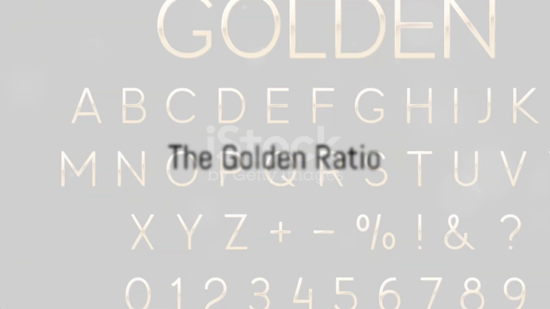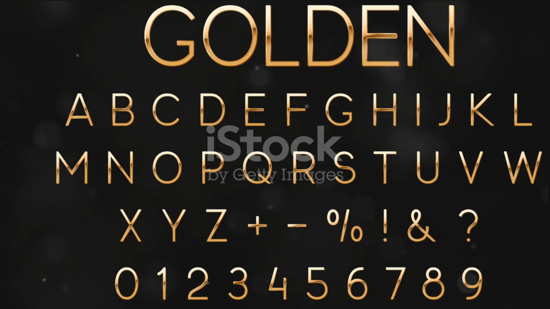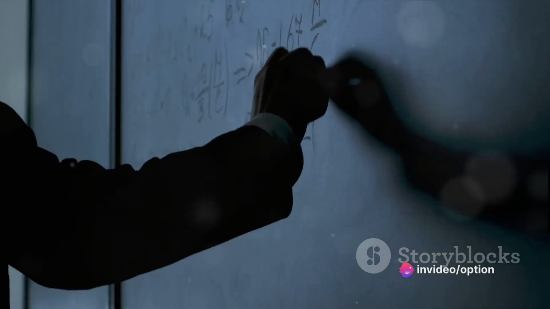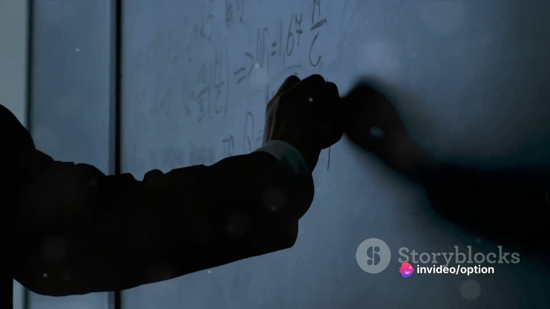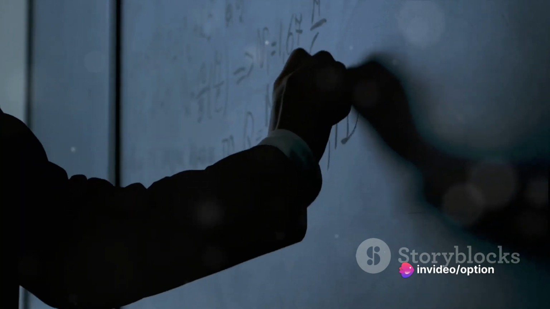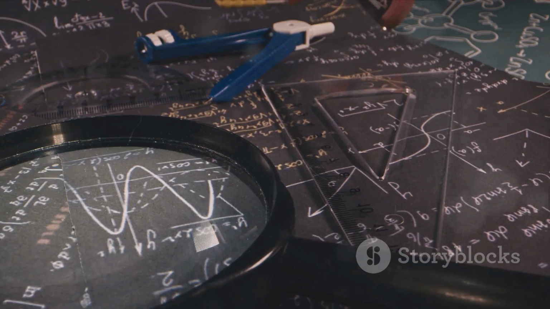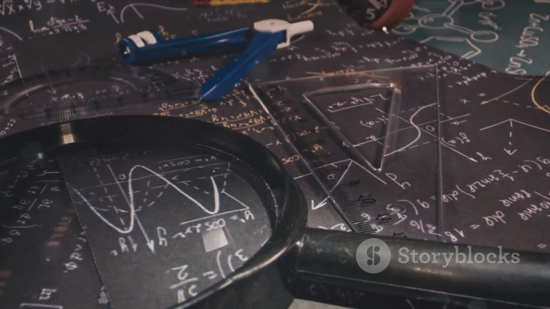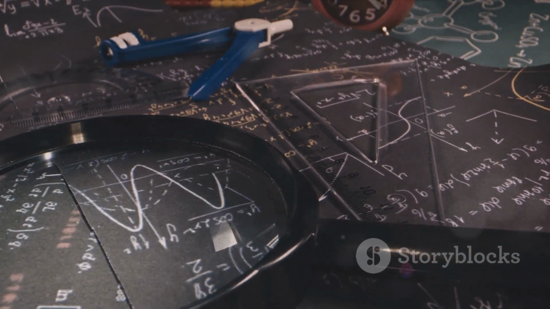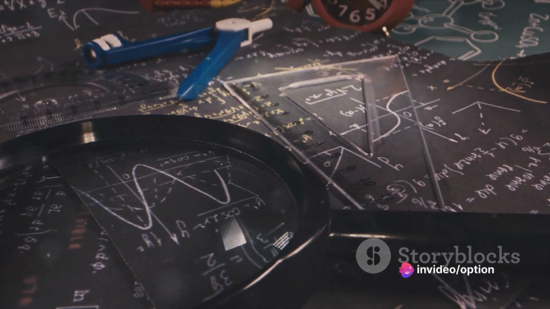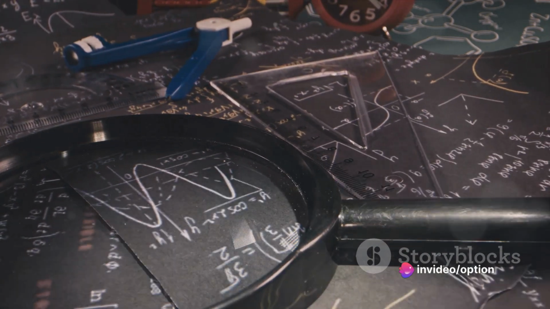But the mathematical magic doesn't stop there. Enter the golden ratio, often represented by the Greek letter phi. The golden ratio is approximately 1.618, and it shares a deep connection with the Fibonacci sequence. As you venture further into the Fibonacci sequence, you'll notice that the ratio of two consecutive Fibonacci numbers starts to converge towards the golden ratio.